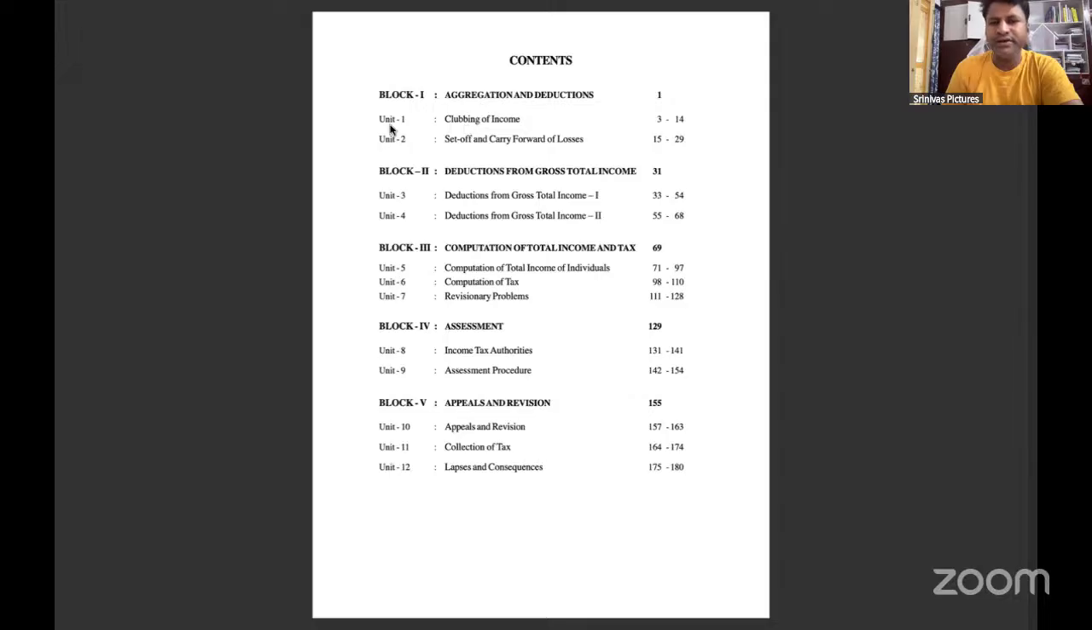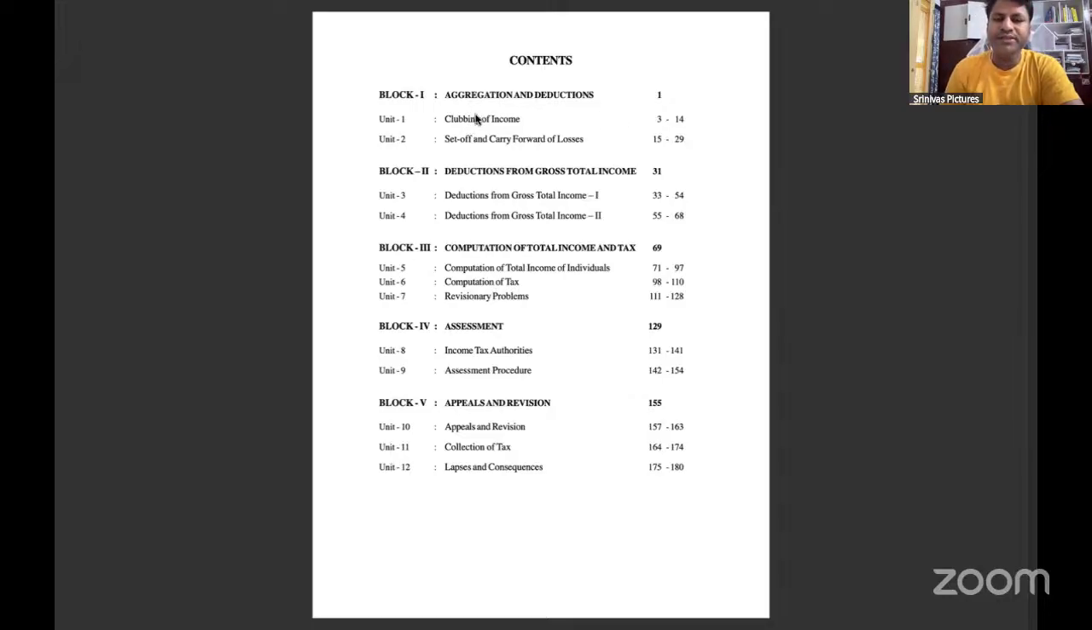The first unit is clubbing of income. The second unit is set-offs and carry forwards of losses. First, clubbing of income I already explained in the first class. Again, I will explain it overall.